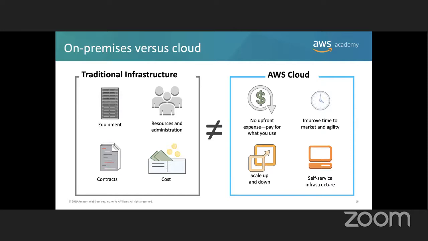You improve time to market and agility, right? Because you are concentrated on something else, so you can innovate and improve your business. You can scale up or down. Remember, I think I mentioned that on Monday. You scale up when you want to increase the power of your EC2 instance.